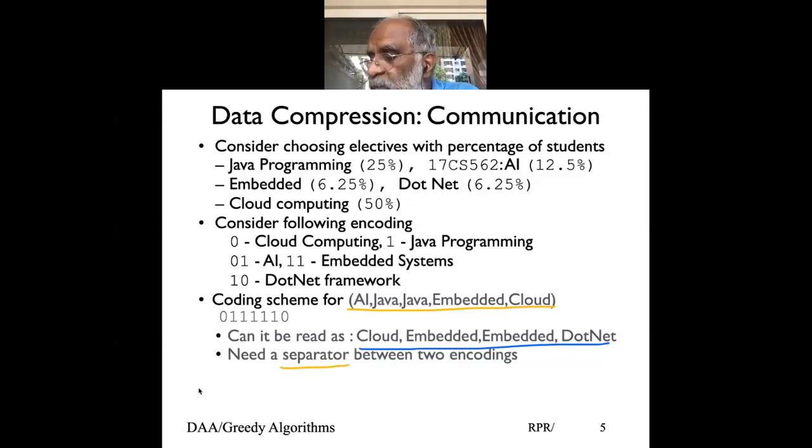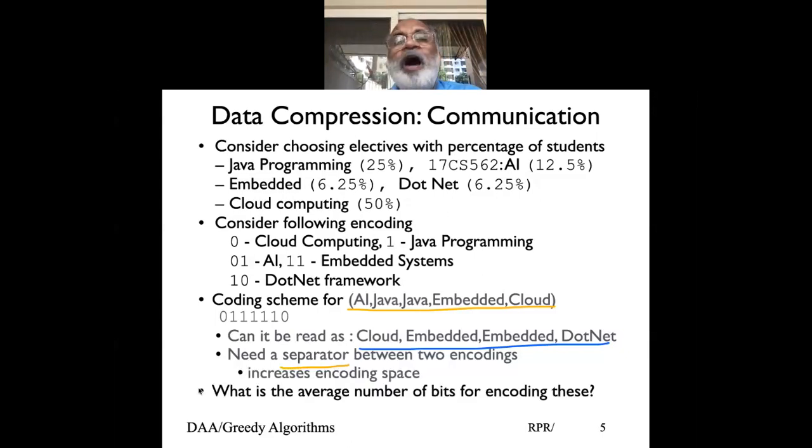If you put a space as a separator, that increases my size. Certainly we don't want that, so let's look at how to go about doing it. When I'm doing a normal fixed-size encoding with 3 bits each, let's say 0, 0, 0 for AI, 0, 0, 1 for Java, 0, 1, 0, then my average encoding size is 3 bits. But now with this and a space extra, what is my average encoding size?